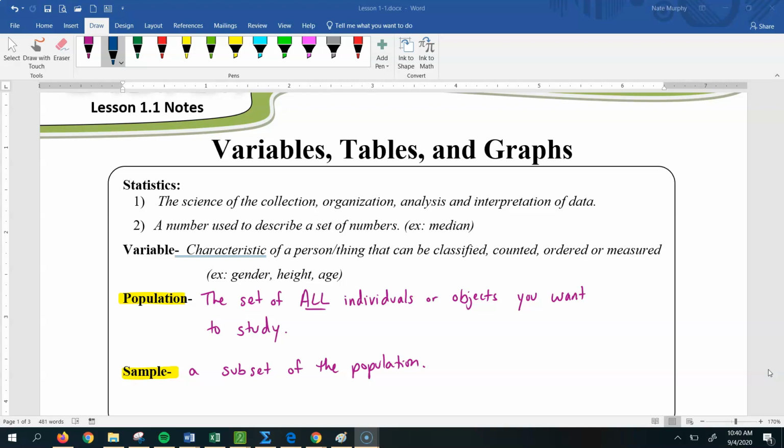Now, in algebra, we're familiar with variables like x and y. Now, when we're dealing with statistics, a variable in statistics can be a number of things. It can be a characteristic of a person or thing that can be classified, it can be counted, it can be ordered or measured. So some different examples of variables that we could look at are gender, height, and age.